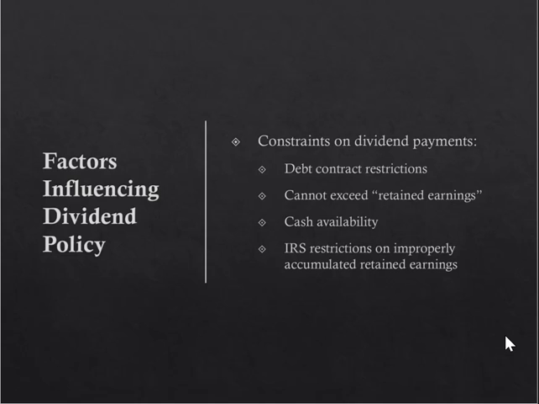And the IRS has said, look, you can't improperly accumulate retained earnings. You can't hold a bunch of cash in the business. You've got to have legitimate investment opportunities, and you can have some for emergencies, but you can't just sit on a wad of cash. You have to distribute it out to shareholders, because we want to be able to tax that dividend. And so there's IRS restrictions on improperly accumulated retained earnings, and retained earnings need to be regularly paid out in the form of dividends if there's no investment opportunity.